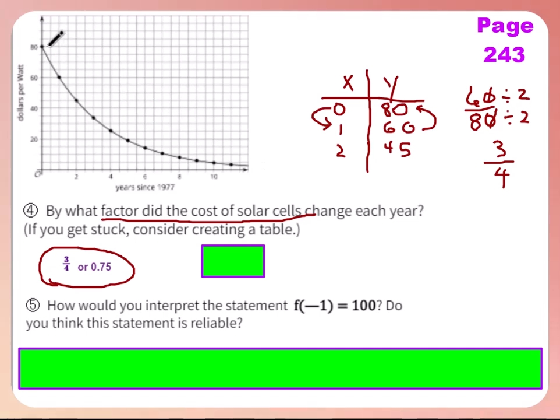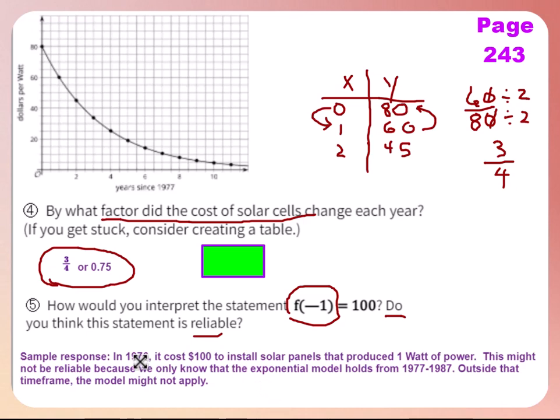Okay, we start with 80. The next year we have 3/4 of that left. Each year we go up, we still have 3/4 left, so we're taking away 1/4. Now how would you interpret this statement if f of -1 equals 100? Do you think this statement is reliable?